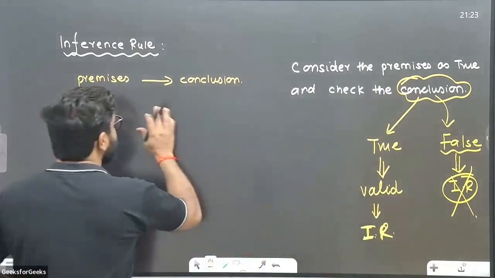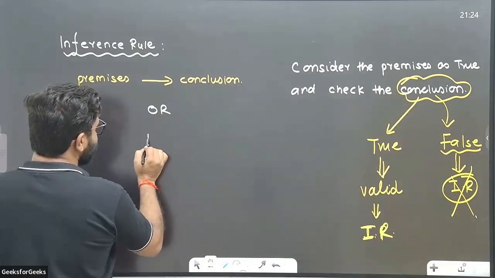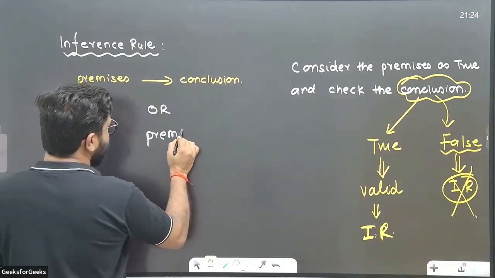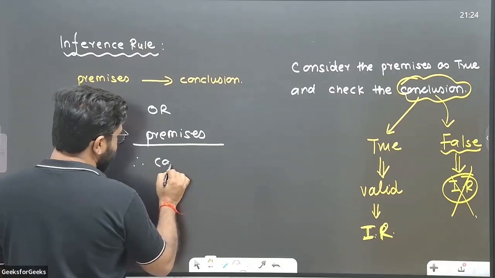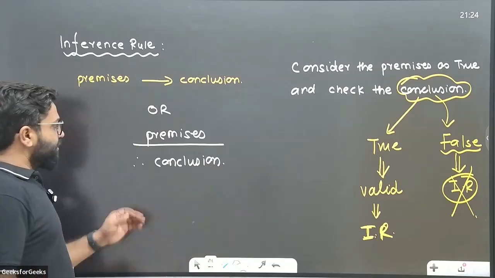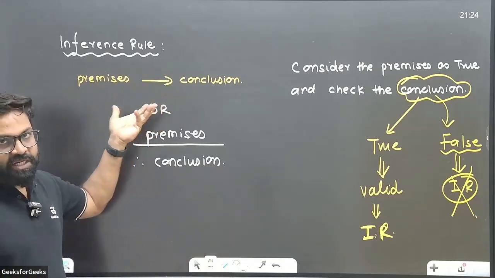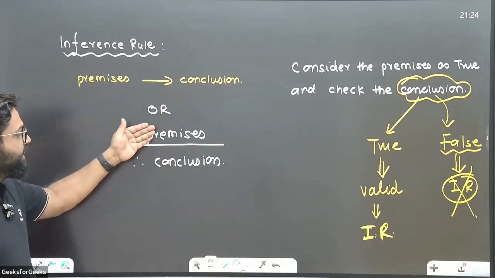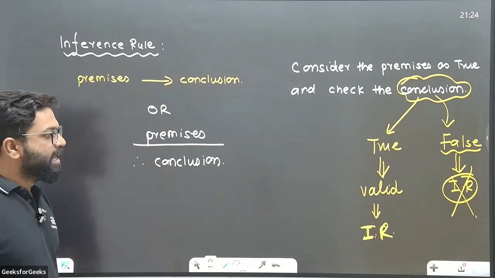This is one way of writing premises and conclusion. Another way of writing, you can also write like this. Here this is your premises, in a vertical way, and then therefore you can write your conclusion. So you can write it the horizontal way, premises which imply the conclusion, or another way, premises and then the conclusion. Either you can write like this or like this.